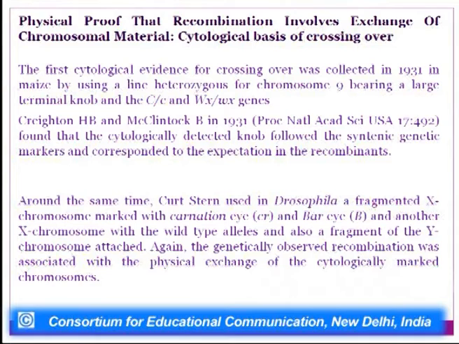So, Creighton and McClintock's experiment and Stern's experiment clearly depicted that there is a physical breakage. It was the first cytological evidence to show that there is a physical breakage and resealing. So, there is actually a change of the segments which occurs during the process of crossing over. So, let us see in detail these two experiments.